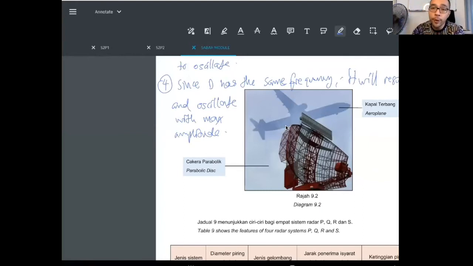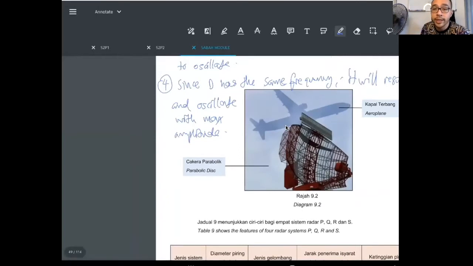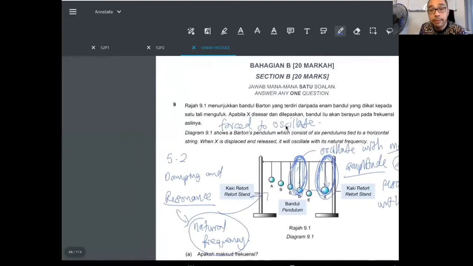Okay, 4 marks, 4 points. You can write more than 4 sentences if you want. The actual explanation to this is about 6-7 sentences, but I'm just compressing it down to 4. What I'm looking for: first point, they have the same length, because that is the reason why they have the same frequency. That's the second point. Third point, when you move X, all the pendulums will start to oscillate, but only one will oscillate with maximum amplitude. That is pendulum D, because it is the same length.